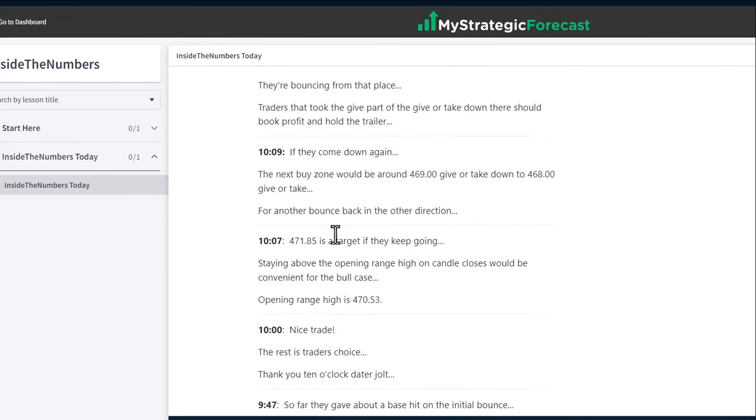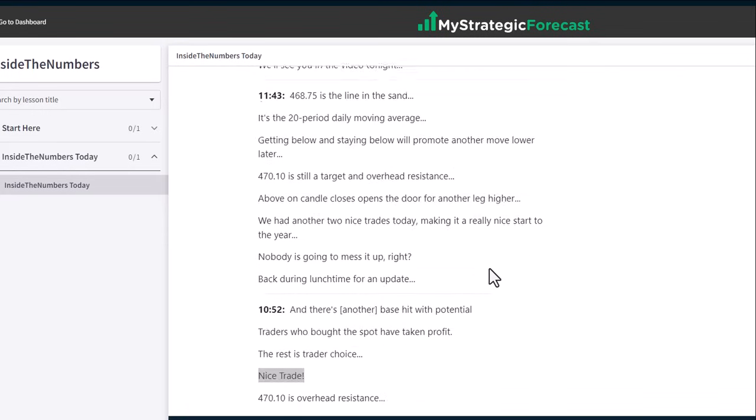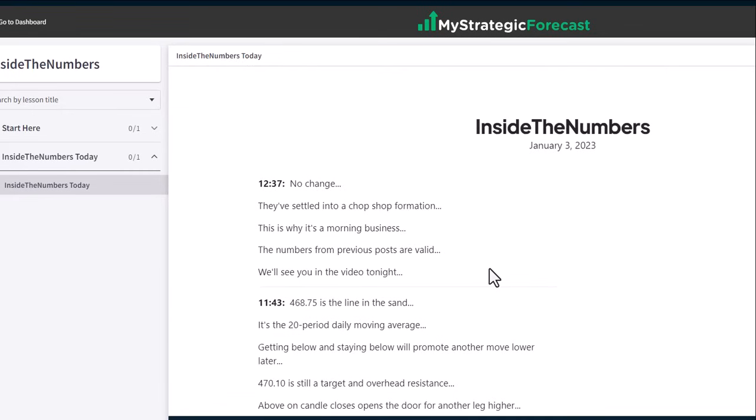Pause the video, read the notes, go back to the chart, and double check the work. It's all in here. You see this? Nice trade. There's a couple of nice trades in here. This is what traders signed up for. They signed up for quality service, quality trades, quality numbers, quality information.